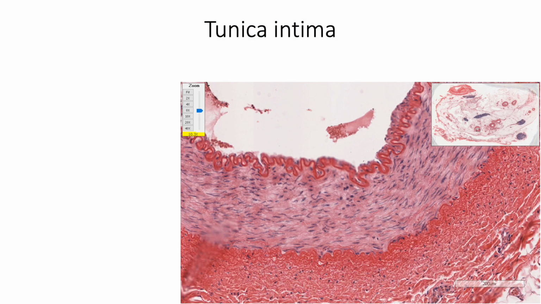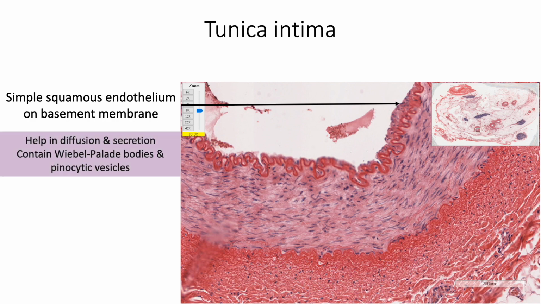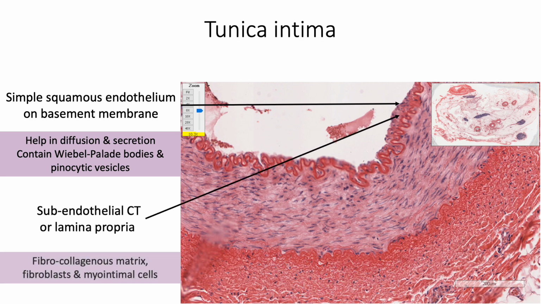Tunica intima contains simple squamous endothelium on basement membrane. These endothelial cells help in diffusion and secretion of various factors, and they contain Weibel-Palade bodies and pinocytic vesicles. Beneath the endothelium, we have subendothelial connective tissue or lamina propria, which consists of fibrocollagenous matrix, fibroblasts, and myointimal cells which are involved in atherosclerosis.